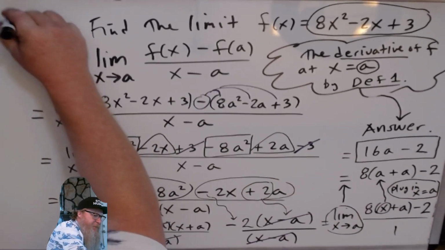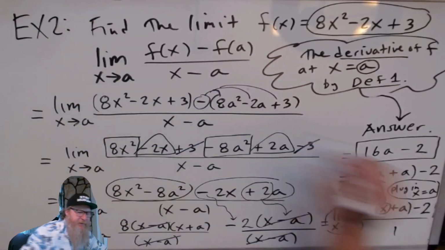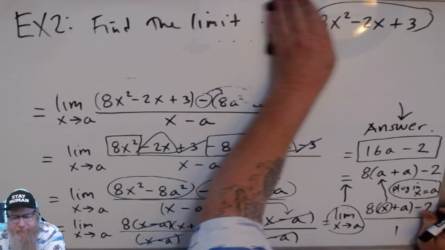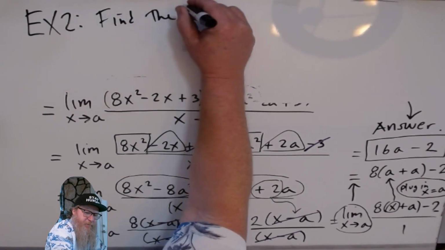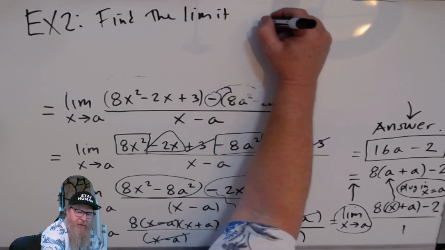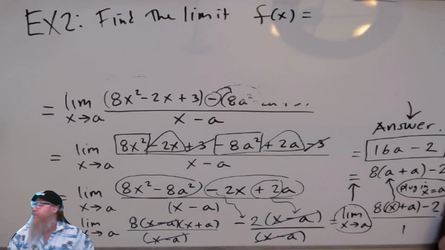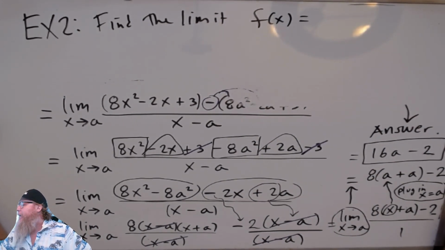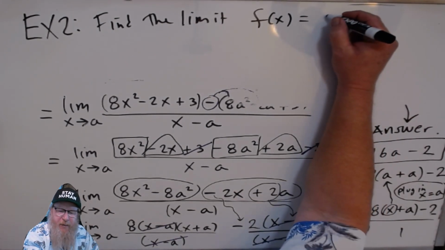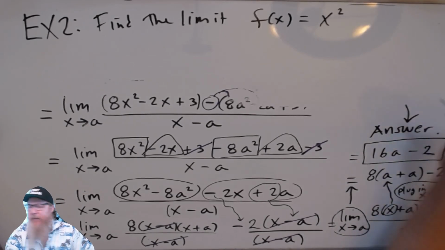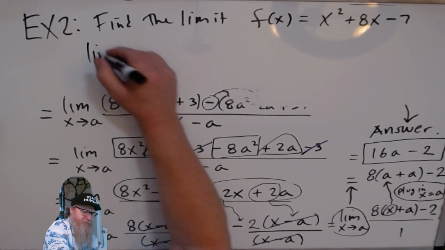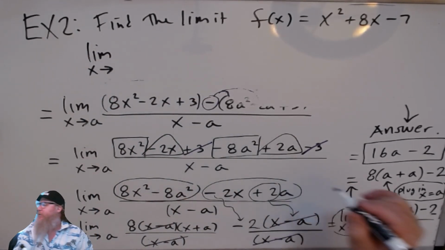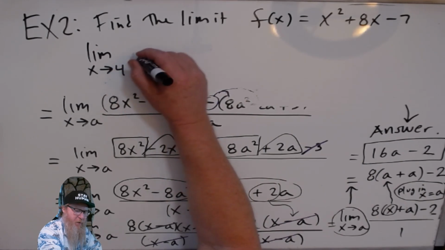So let's do another example where the a is defined. So let's do x squared plus 8x minus 7. And let's do the derivative at 4.